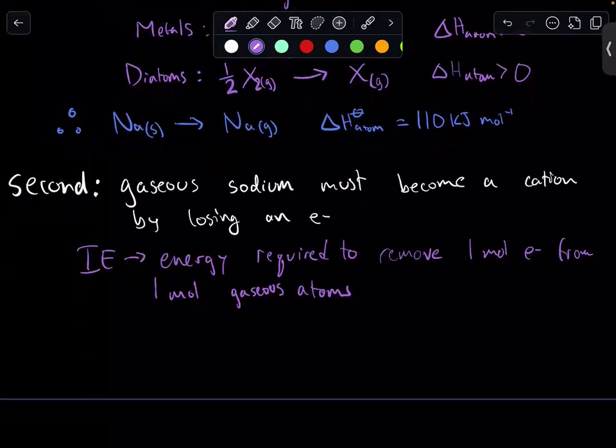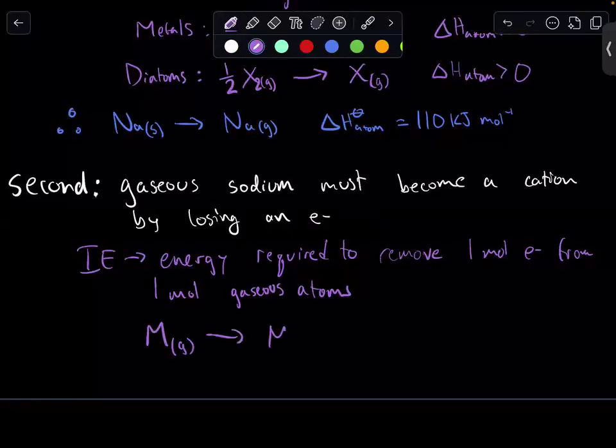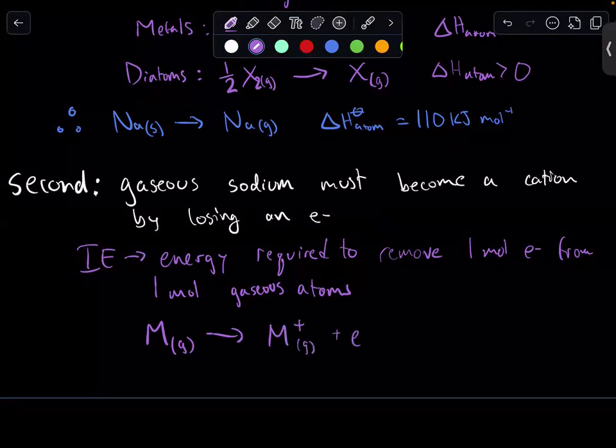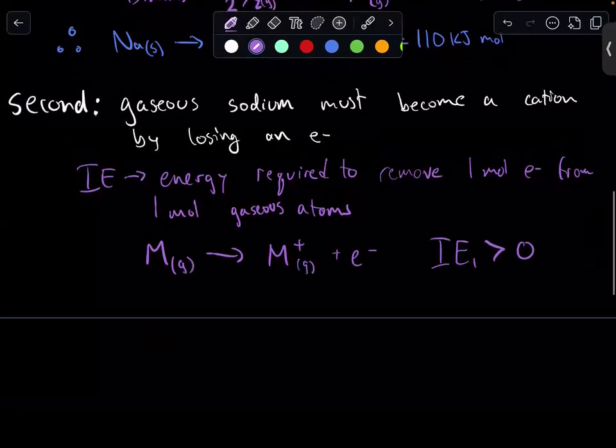For our metals, we generally represent it as metal gas becomes metal plus gas plus an electron. This we would refer to as ionization energy 1, because this is the first ionization energy. Often we can remove more than 1 electron from a metal. This is also greater than 0. It always costs us energy. We must put it in to convert a gas into a cation.